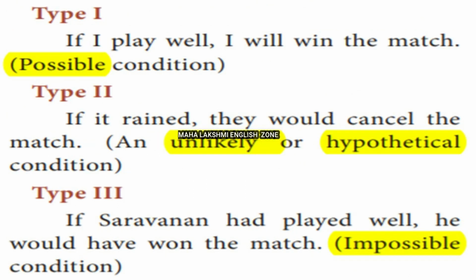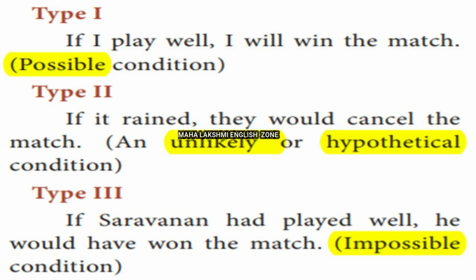Here again they have given the conditions for the class type 1, type 2 and type 3. Again we shall see it. So first, type 1 will be possible condition, type 2 will be unlikely or hypothetical condition, type 3 will be impossible condition. Already we saw in the other slide. So this is given in the other book, so we shall just keep a view in it, that's all.